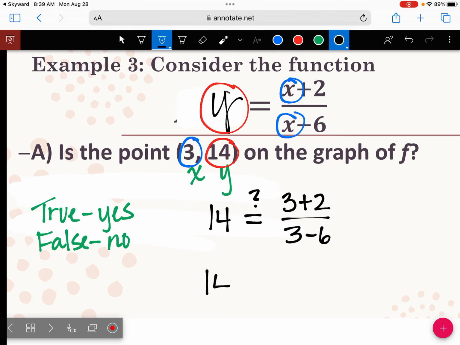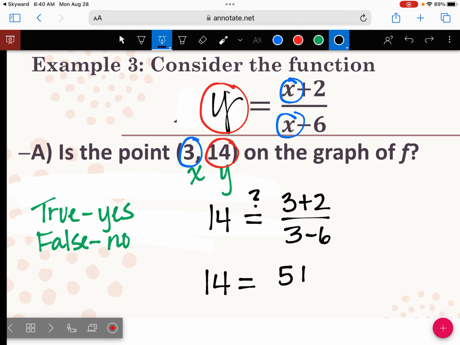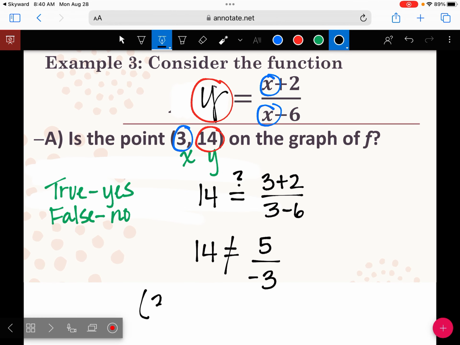So 14 is 5 over 2, and then 3 minus 6. Wait, I didn't mean to say 5 over 2. 3 plus 2 is 5. And that's over 3 minus 6, which is negative 3. So is that true? Does 14 equal negative 5/3? No. So that means that (3, 14) is not on the graph.